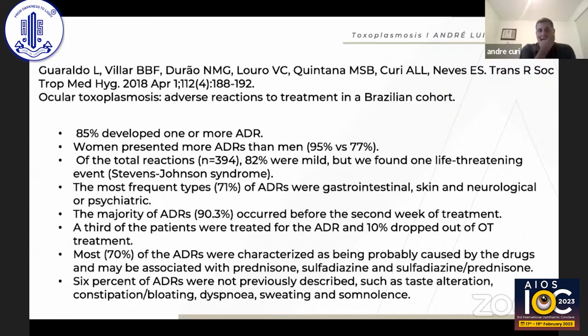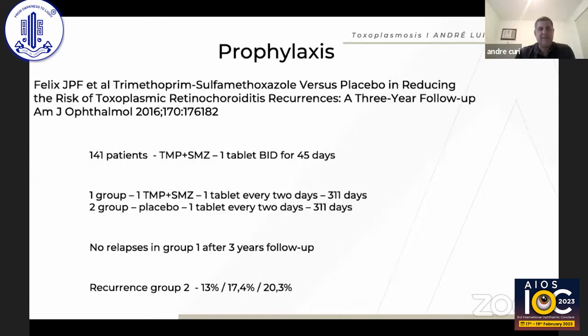It's important also to say that the risk of side effects is quite high. We did a study with more than 200 cases in Brazil, and 85% presented with some side effects to the treatment of toxoplasmosis retinochoroiditis, most of them related to steroids, but it's important to remember that sulfa and pyrimethamine can lead to some systemic side effects.